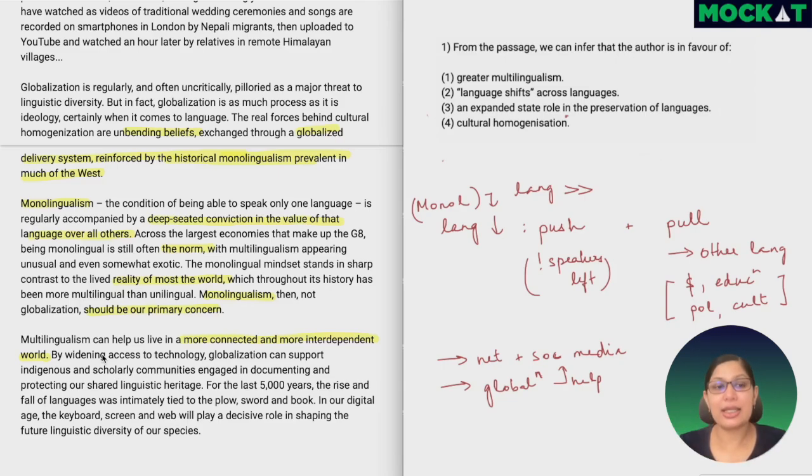So that's obviously a good thing. Now, how would that happen? The technology is already there. Globalization also can support those who are trying to document and save these languages. An important part over here is to understand this plough, sword, and book.